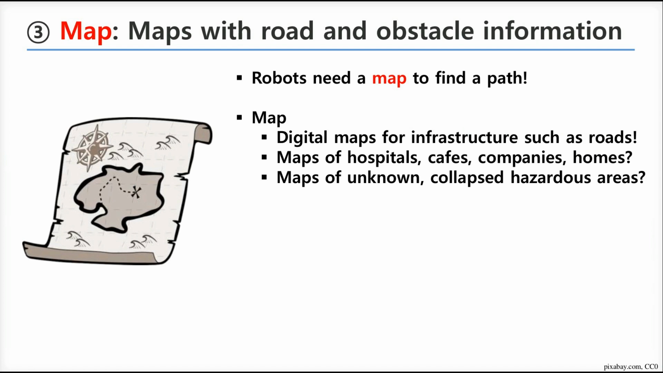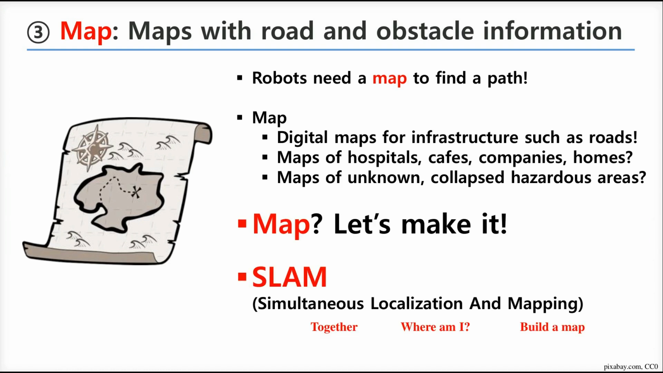The next element was a map. The robot needs the map of the operating area, but in almost all cases we don't have a map, and even the map data for the robot. Let's say we have the map data, but if the area was collapsed, or if there are so many obstacles moving every second, then the map won't do its role. So we should make the map, and SLAM does it.